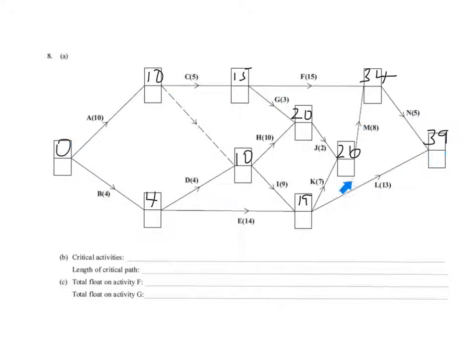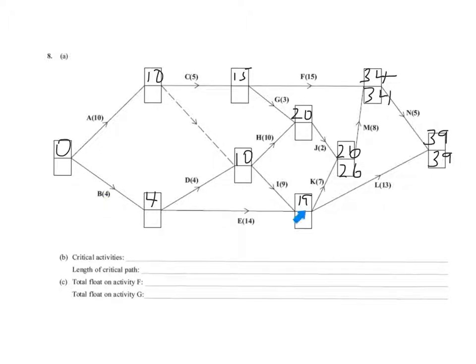We're now going to do a backward pass and work backwards. So we've got 39 days is the total length. So now we're looking at the latest time we can start these activities. So the latest time we can start this is at 34 days. 39 minus 5, 34. The latest time we must start that is 34 days. So the latest time we can start activity 8 is after 26 days.